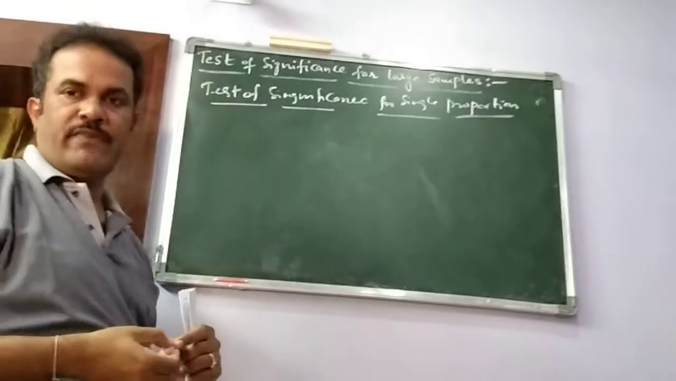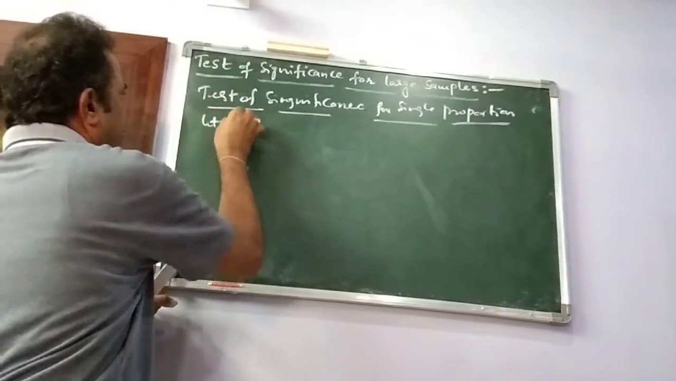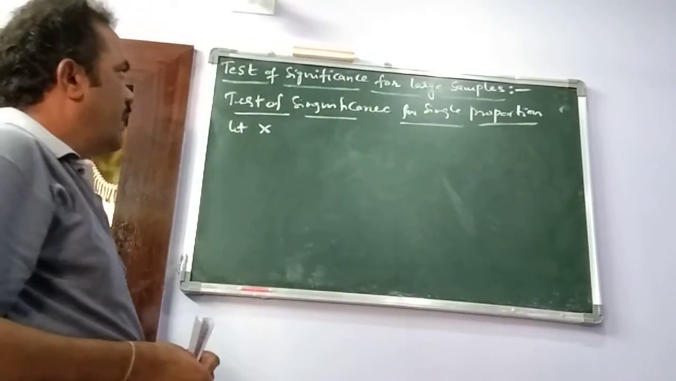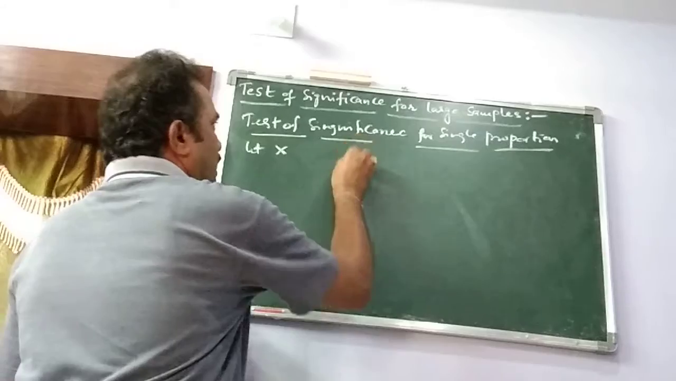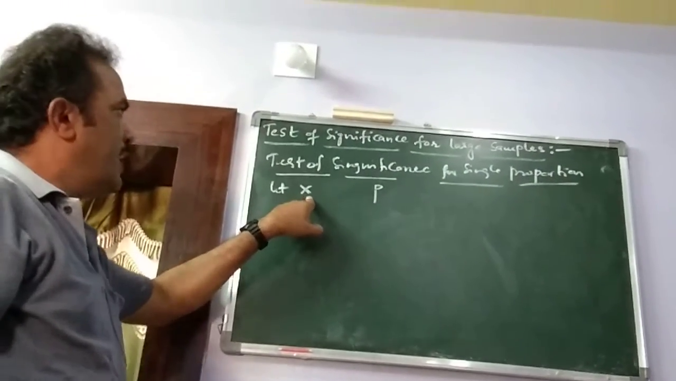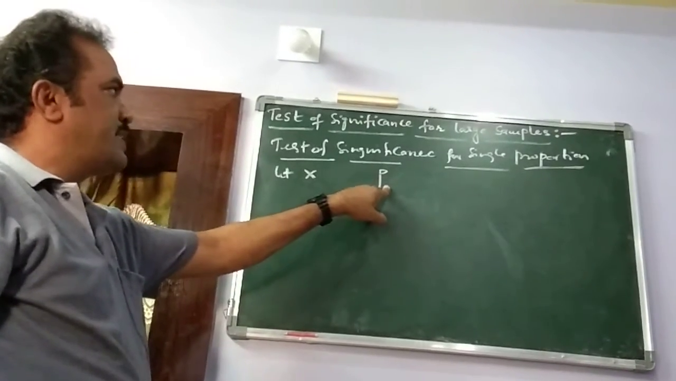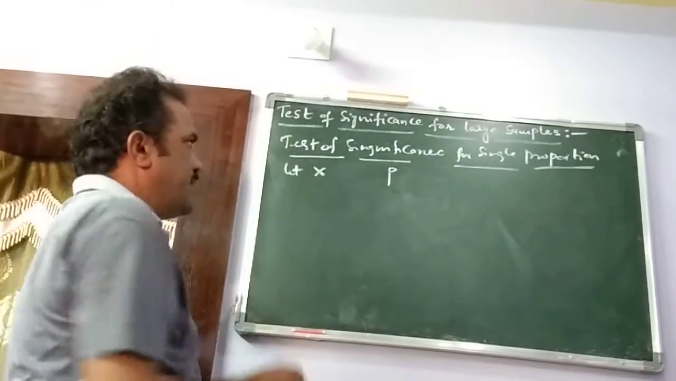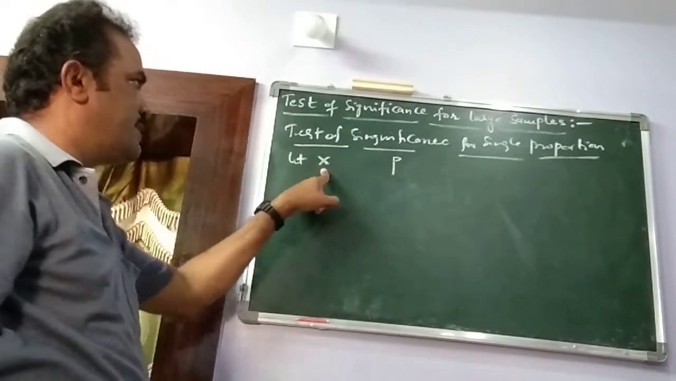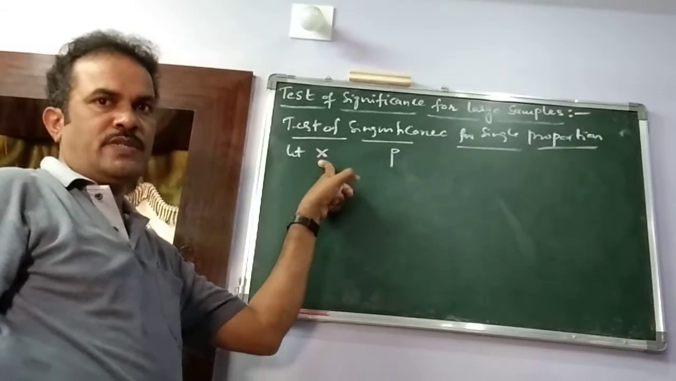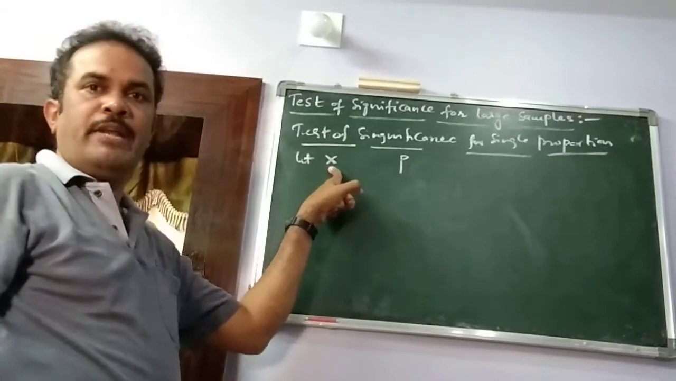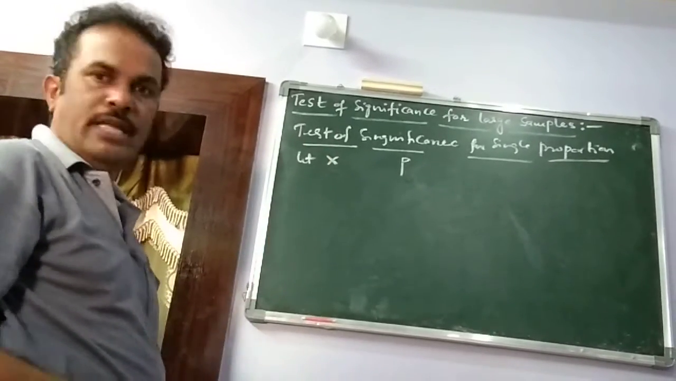First, what information is required? Let X be the number of successes in n independent trials, with a constant probability P, the same for each trial. This is the information. This information belongs to the binomial distribution, because we know that the binomial distribution gives the probability of the number of successes in n independent trials. So this information follows the binomial distribution.